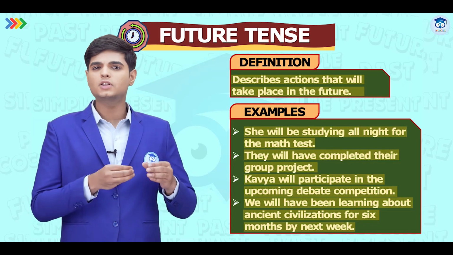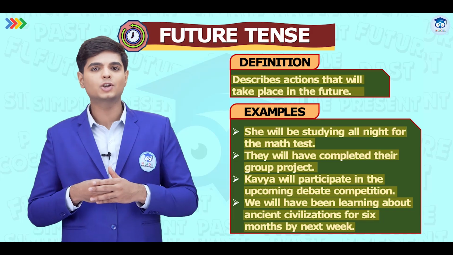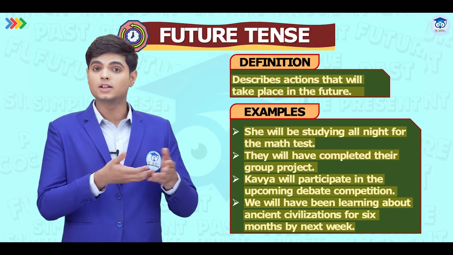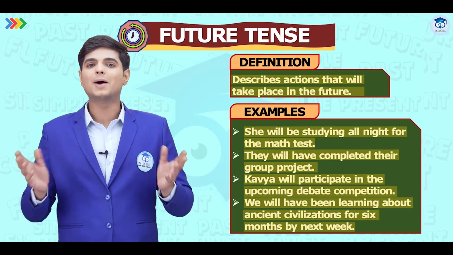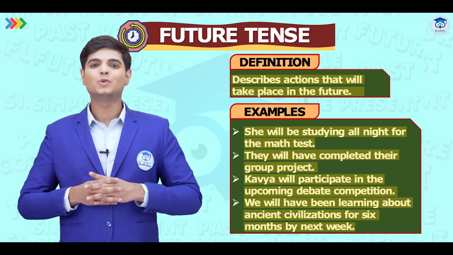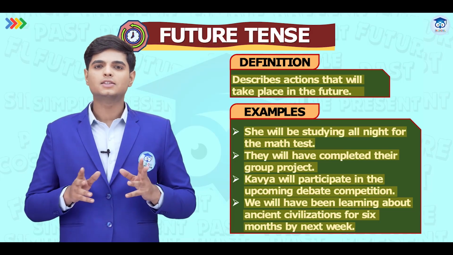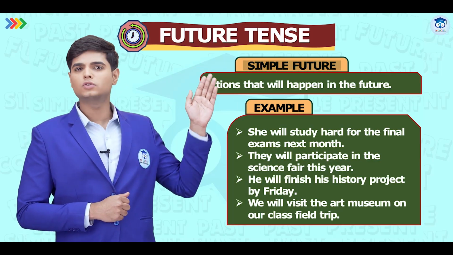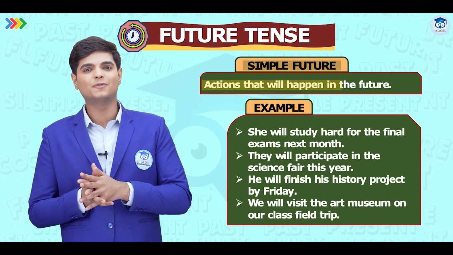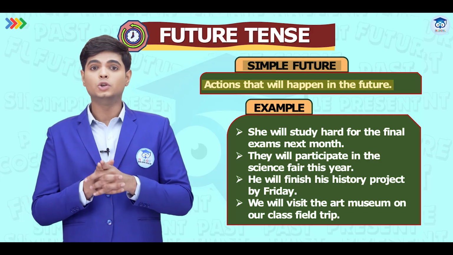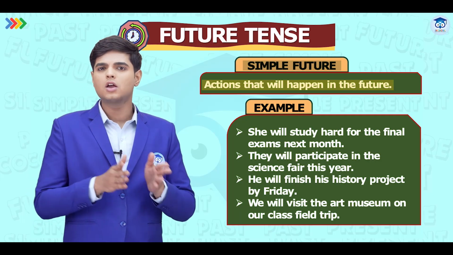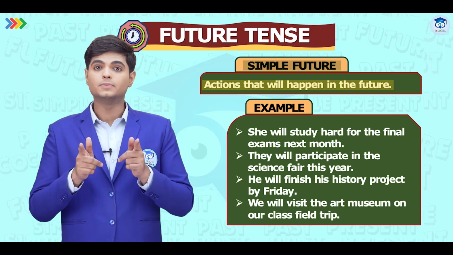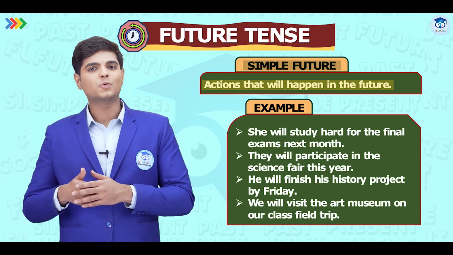These examples give us a clear glimpse into how future actions are expressed, whether they are starting, ongoing, or wrapping up. Let's now explore these types in more detail, starting with the simple future. The simple future tense is used for actions that will happen in the future. We form this using the structure subject plus will or shall plus base verb, that is V1, plus object.